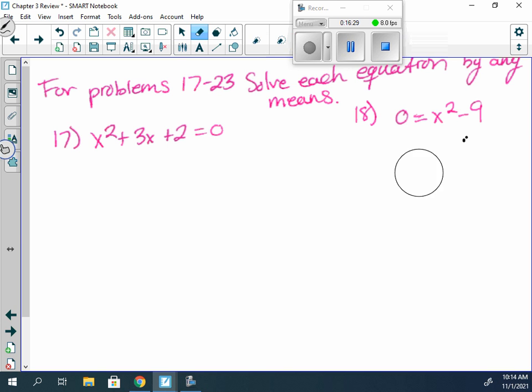But for this here, if it says any method, could we graph it? I mean, if I graph it and it gives me two answers, am I done? Well, yeah. Because if we wanted to graph it, we can graph it. Now, we could try factoring.